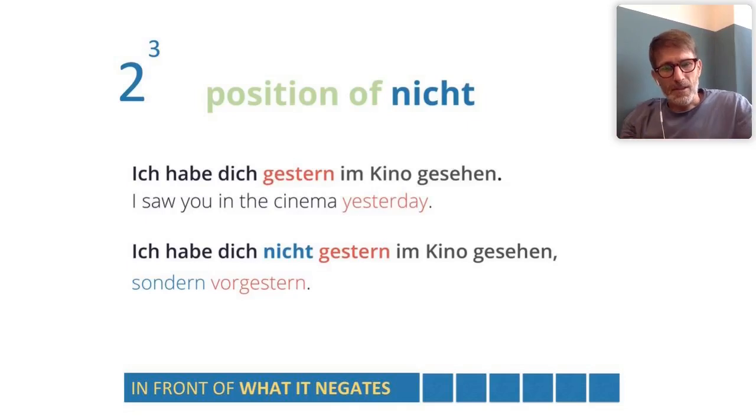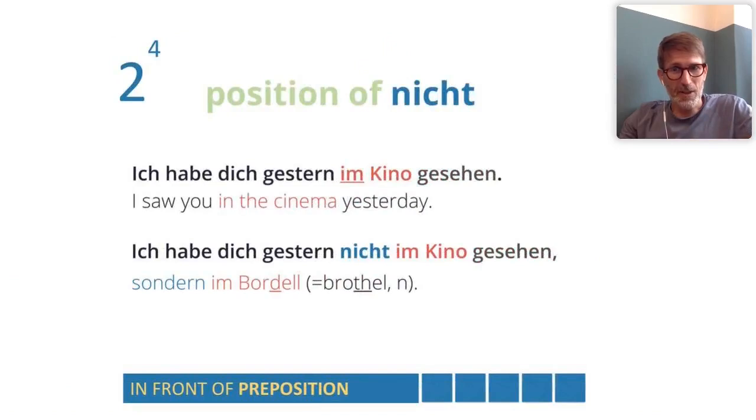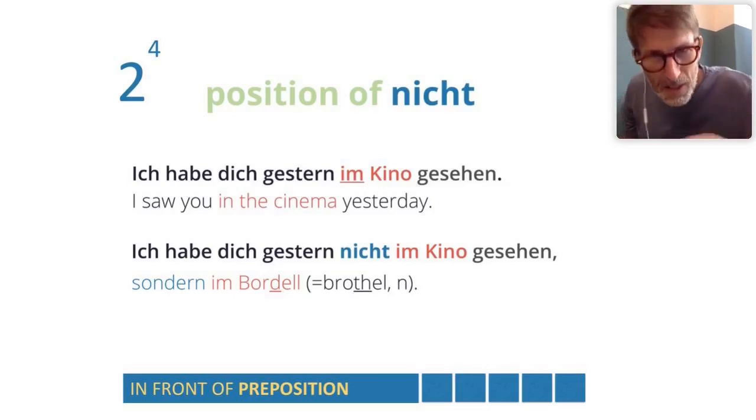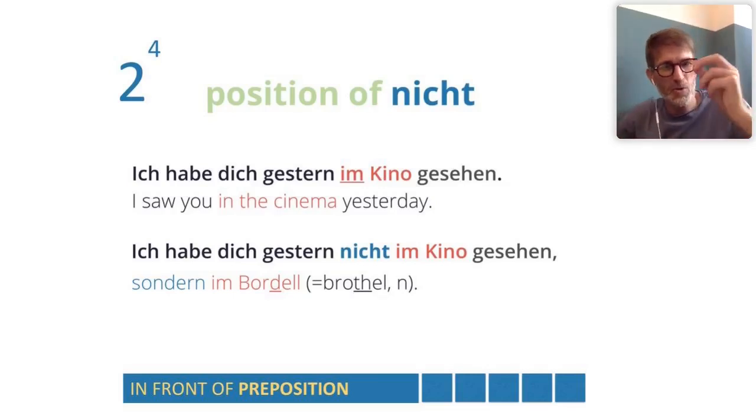So let's continue. If that is not clear, let me know, but so far it's all going right. Then here we can negate the im Kino. In German, you always have to deal with units of information. So im Kino is a unit of information that you wouldn't take apart. So I would not put the nicht between the im and the Kino. You couldn't say, ich habe dich gestern im Nicht-Kino gesehen. That's impossible. In the cinema is something that's kind of glued together.